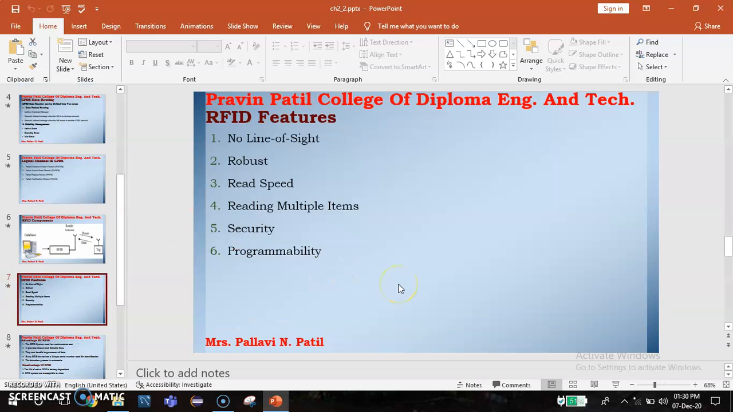The next, RFID features. The key features of the RFID: no line of sight. To read or write, an RFID tag does not require line of sight. Robust. RFID systems do not need to be visible. They can be encased within a material protecting them from the environment in which they are being used. This means they can be used in chemical environments and rough handling situations.